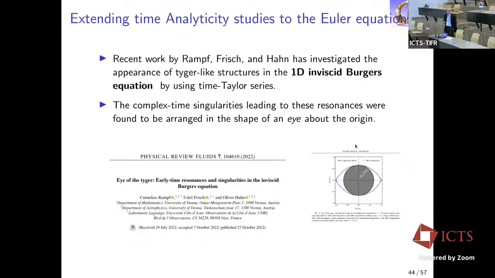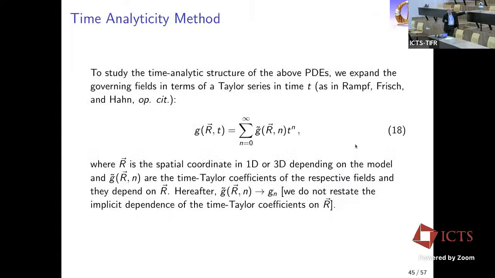So I will not tell you too much. I think Cornelius should tell you about the beautiful work they have done for early time resonances and singularities in the inviscid Burgers equation. So we've used this paper of theirs as a model, and we have explored these singularities, which are now complex time singularities, which lead to resonances which look like an eye, which is why they call them eye of the tiger. But these are just early time singularities. So I will try to explain to you what they mean. I will not tell you what Cornelius will tell you next week, but at least let me tell you a little bit about how to study these problems.